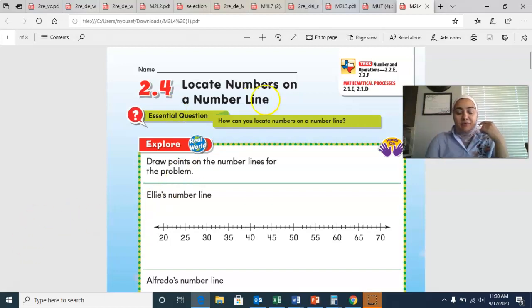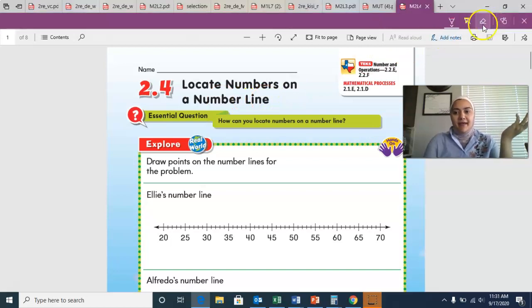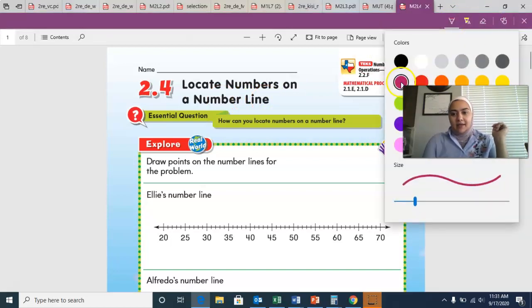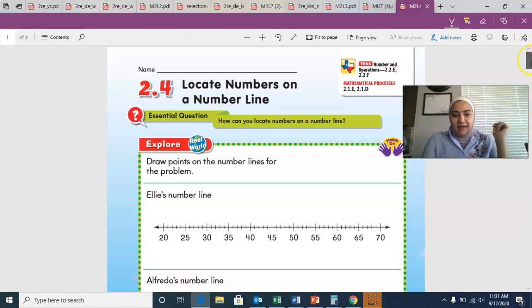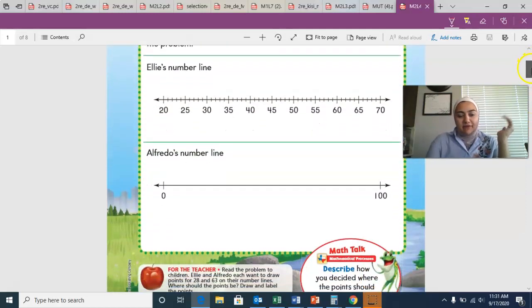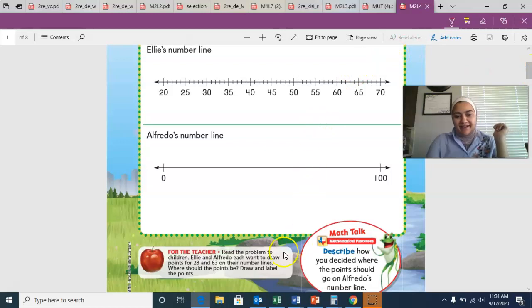It says locate numbers on a number line. All right, let me get my handy dandy pencil. Let's read the problem. It says draw points on the number line for the problem. Well, what is the problem? Let's read and find out. Ellie and Alfredo each want to draw points for 28 and 63 on their number lines. What numbers? 28 and the other one was 63. All right. Where should the points be? Draw and label the points.